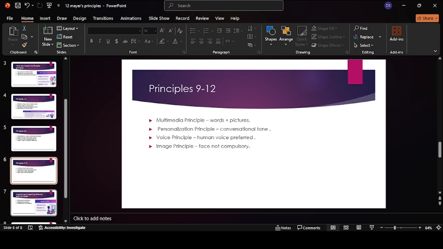And then the next principle is the voice principle. Voice principle means using your natural human voice when teaching your students online. A robotic or machine voice is not important. You need to make your human voice prominent because it makes the learners know that it is a human being teaching them. Then the next one is the image principle. Here it says your face is not compulsory. It's not important that your face must show when teaching your students online.